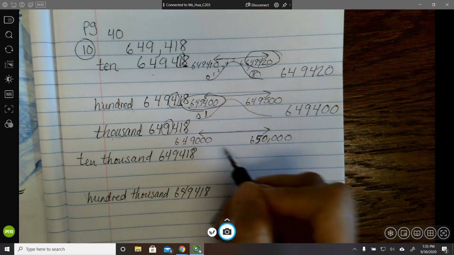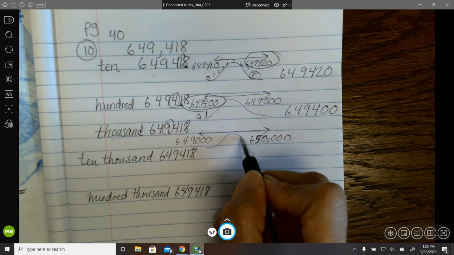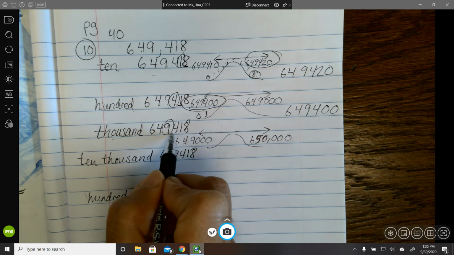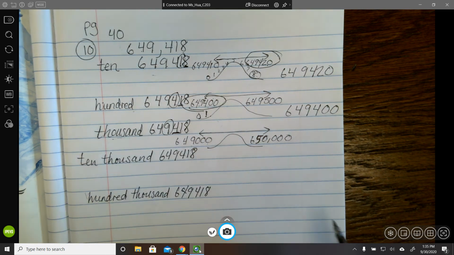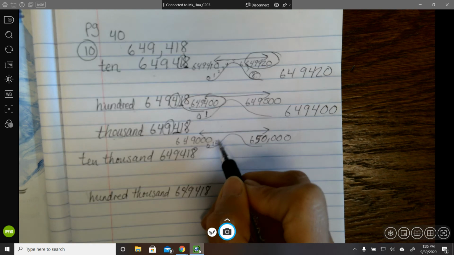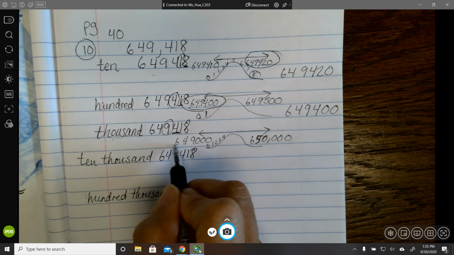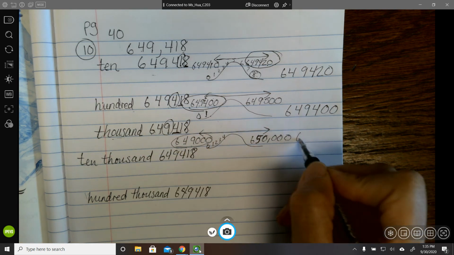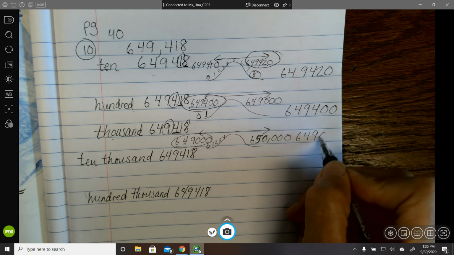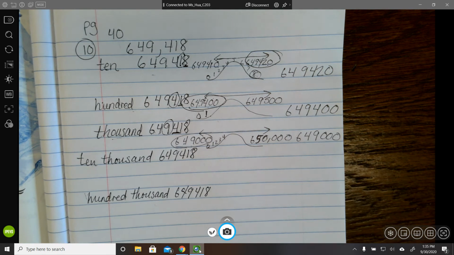Okay? So now I'm going to draw my bell curve. I'm going to focus on the 4. Where's the 4? 0, 1, 2, 3, 4. 4 is over here. So my answer is 649,000. Okay?